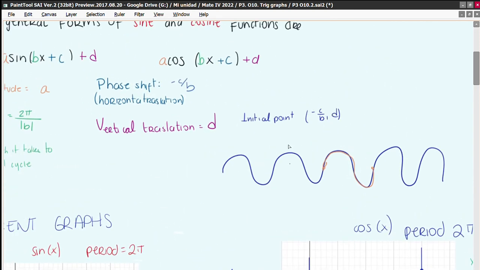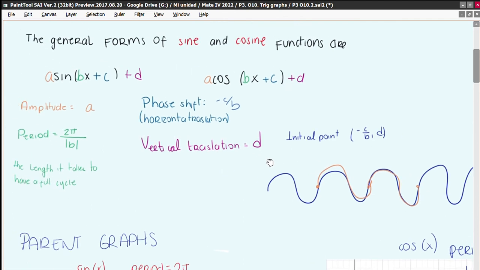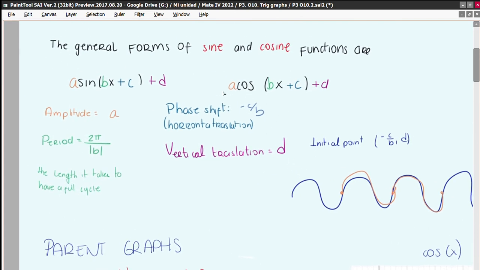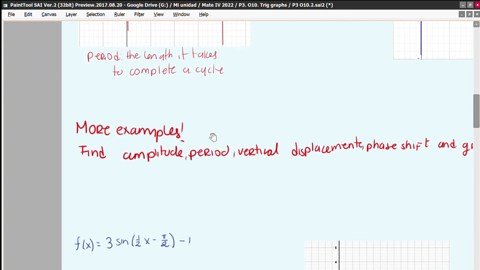So to do that, I have to select an initial point from which I'm going to start graphing my function. And that initial point is just going to be the point determined by the phase shift and the vertical translation. Okay, so the initial point is the phase shift, comma, the vertical translation. So let's do some examples.